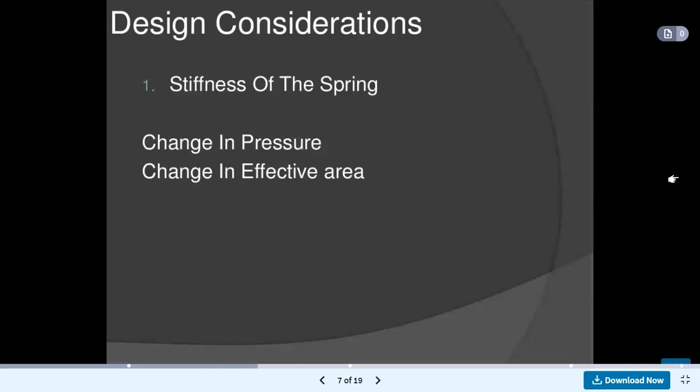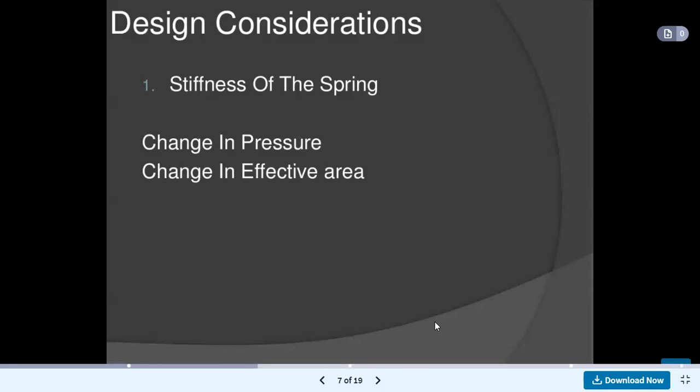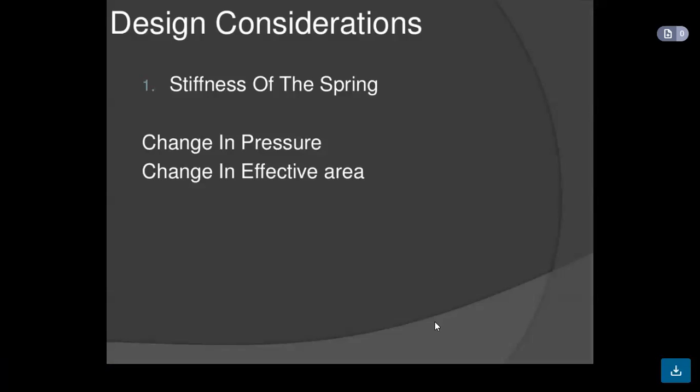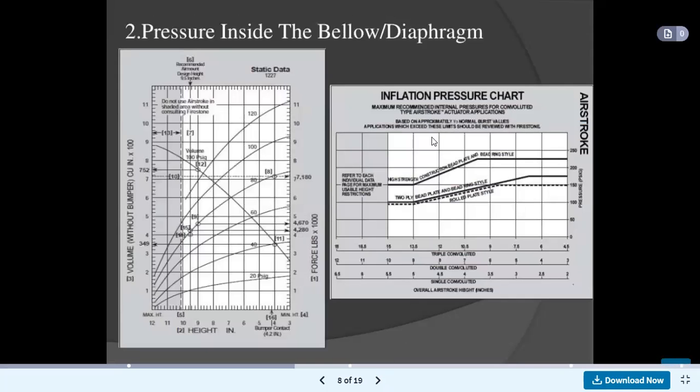If you see the design considerations, the first important point is related to the stiffness of the spring. Here the stiffness is related to change in pressure and change in effective area. If the pressure increases, then stiffness is different. If the pressure decreases, stiffness is again different. And if the change in effective area increases, then again spring stiffness is different.